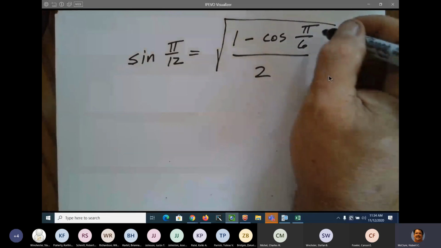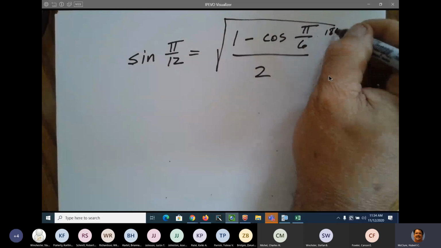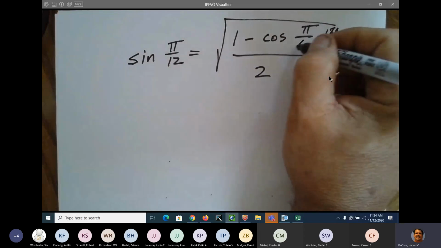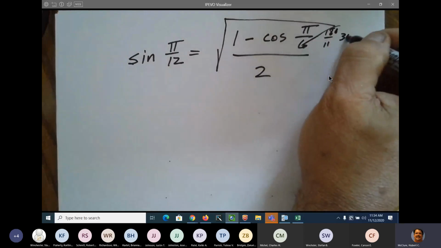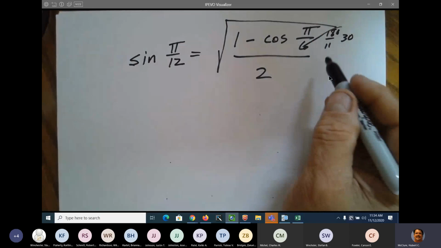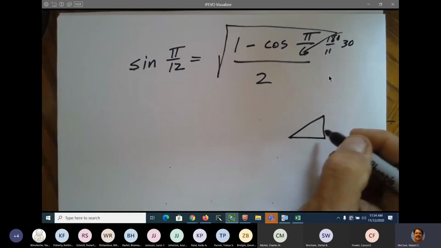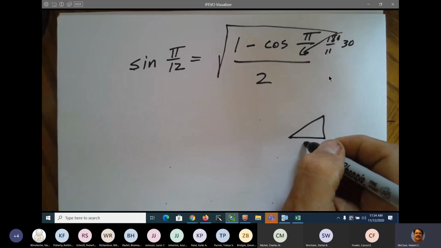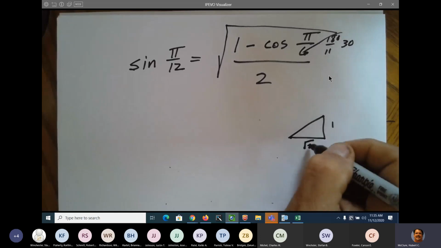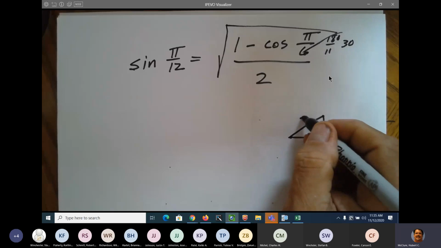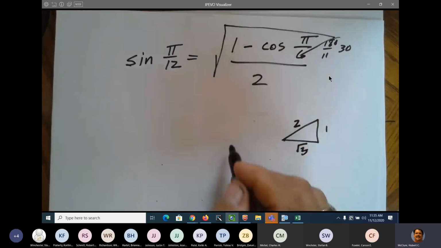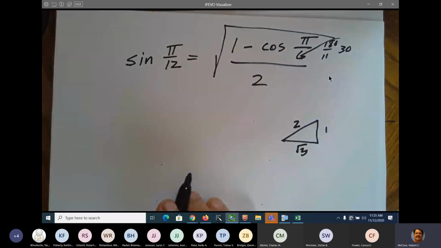And pi over 6, 180 over pi, that's 30, right? 30 degrees. The cosine of 30 degrees. Oh gosh, I can't even think. Let's see, what is that? Square root of 2, 1, square root of 3, 2. Be square root of 3 over 2. Somebody help me out.